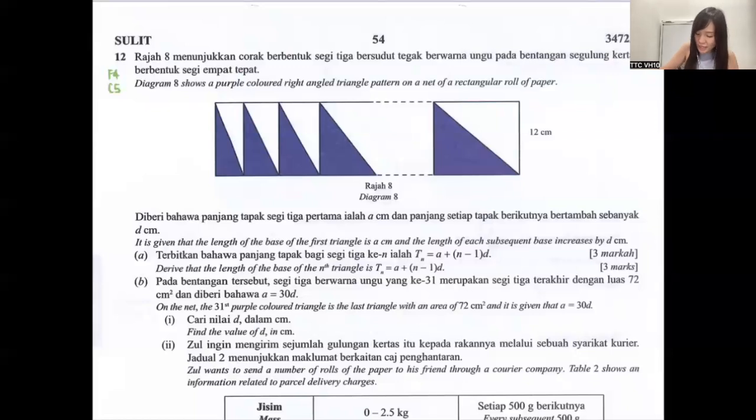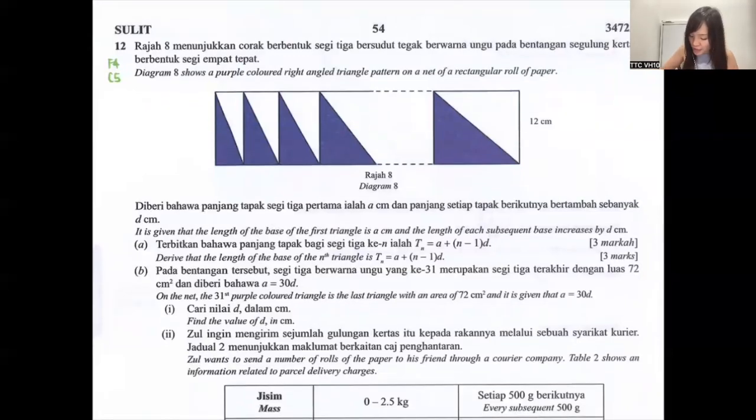They say, it's given that the length of the base of the first triangle is a. So the first base is a. And the length of each subsequent base increases by d. Quite obvious, right? This question is an AP. AP is a plus minus relation, GP is a times divide relation. The moment they say increase by d, it's plus d. So the first one is a, the second one is a plus d, the third one is a plus d plus d, which is a plus 2d. And go on and on. These are AP questions. Let's start from a.